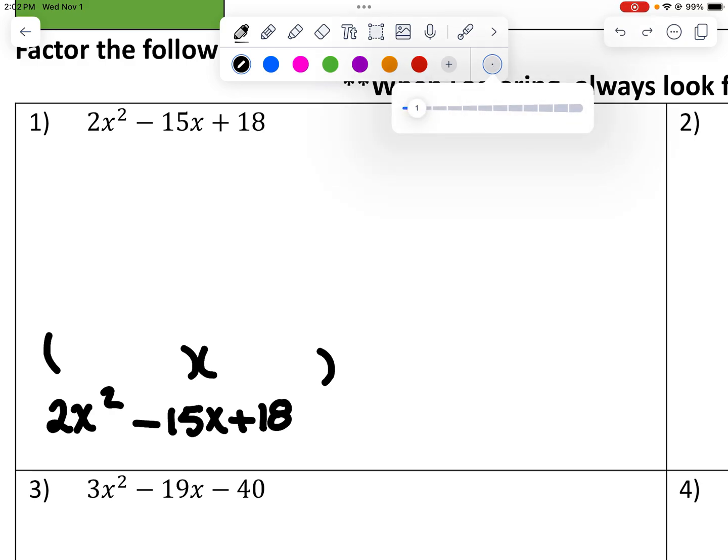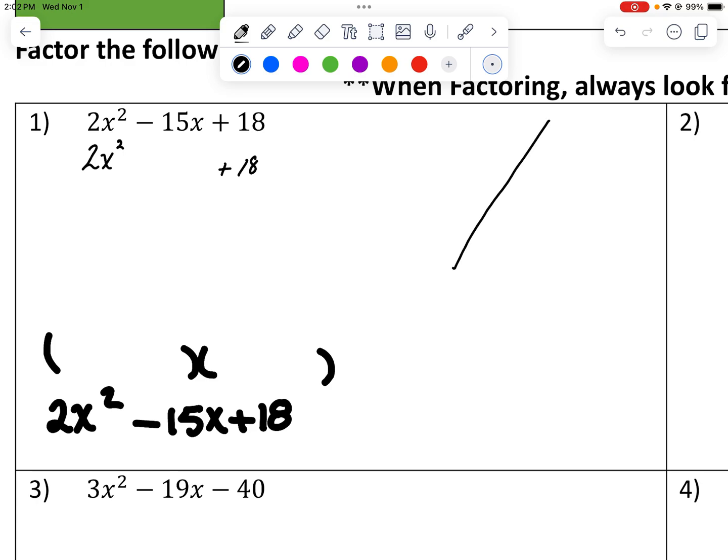So what we are going to do is write 2x squared. I'm going to leave a space and leave another space and then write plus 18. And then I'm going to come over here and make this x, which I think maybe Miss Pinkston went through with you yesterday, but I don't really remember who it was.